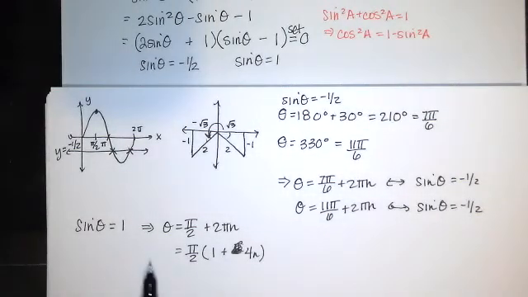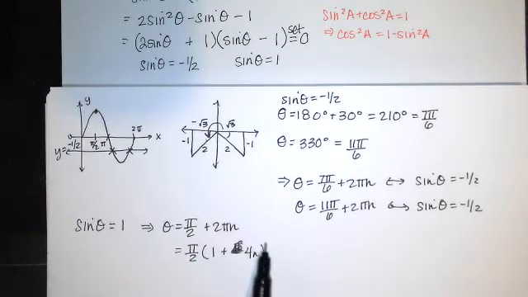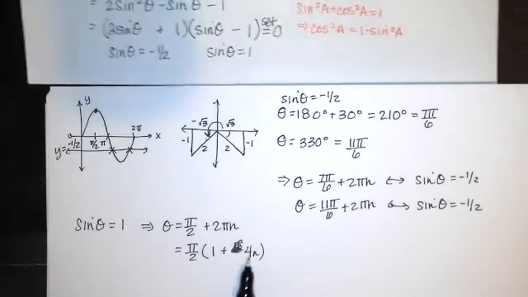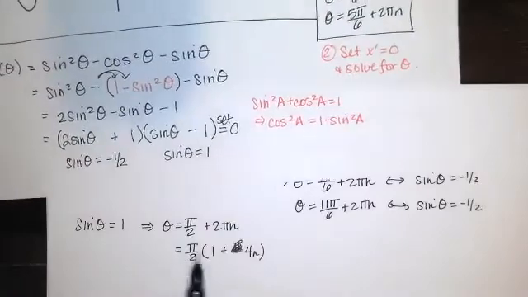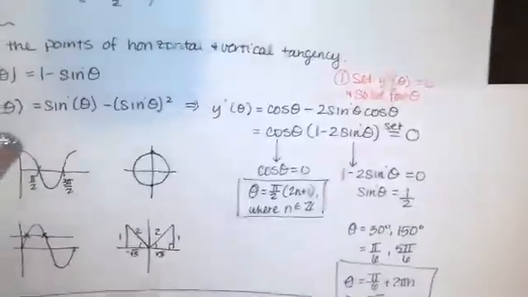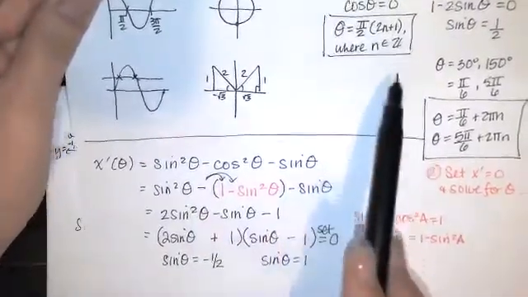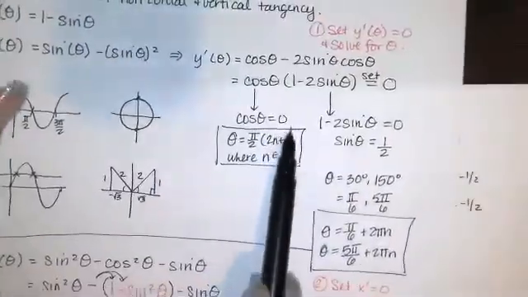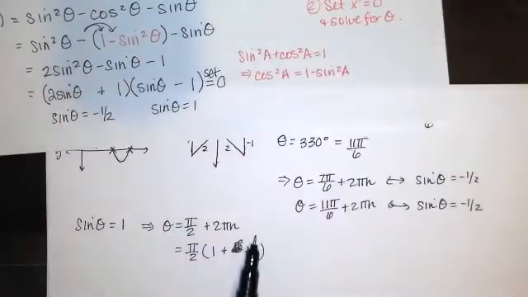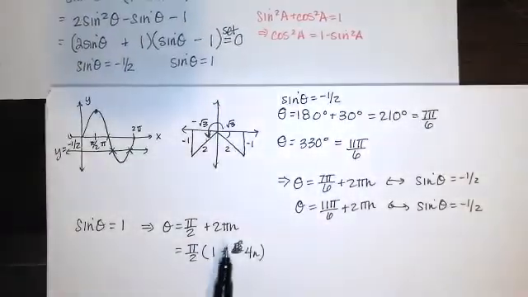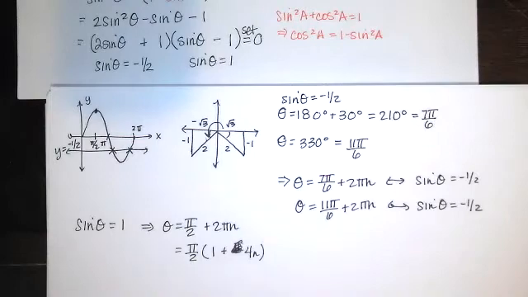So at all of these values, which are actually a subset of these values, we're going to have a problem because y prime and x prime are both equal to 0. But at the other ones, at the odd multiples of pi over 2 that satisfy this equation but not this equation, then we have a horizontal tangent line, and no problem.